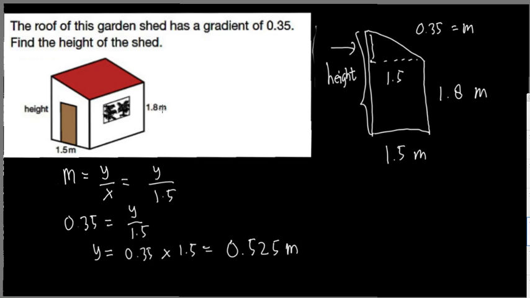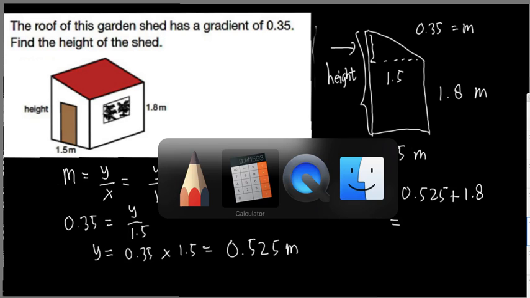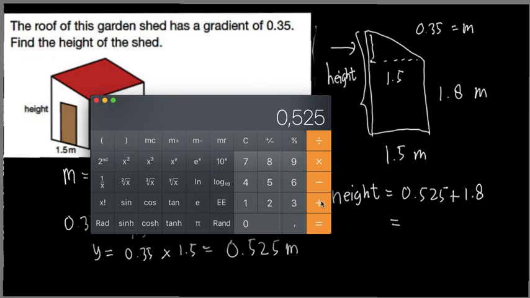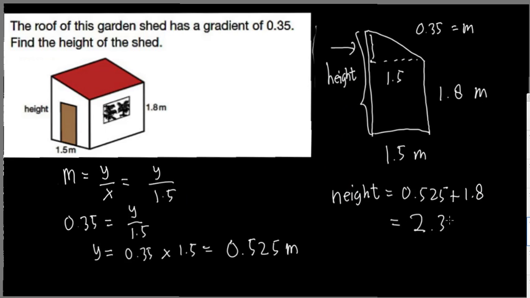So the height of the shed is the total of the height 1.8 plus 0.525. So the height itself is 0.525 plus 1.8. So we get the answer 2.325 meters.